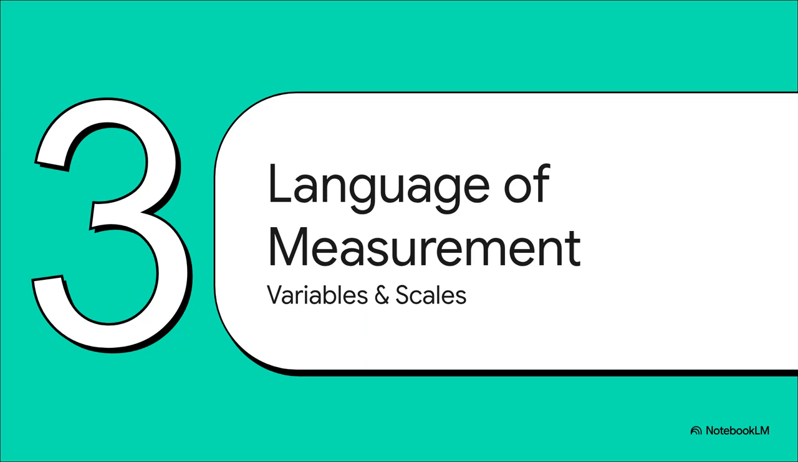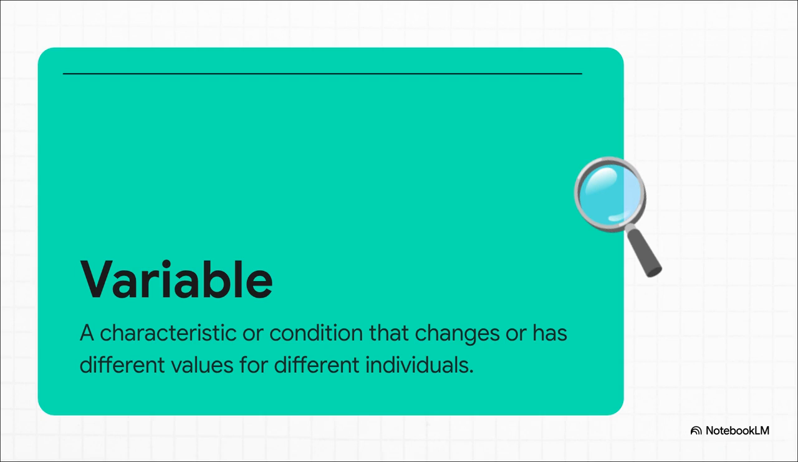Okay, so we're clear on studying samples to learn about populations. But what are we actually measuring? What is this data we keep talking about? Well, that brings us down to the fundamental building blocks, things called variables, and the scales we use to measure them. So, the most basic idea here is a variable. It sounds fancy, but it's really simple. A variable is just anything that can change or vary.